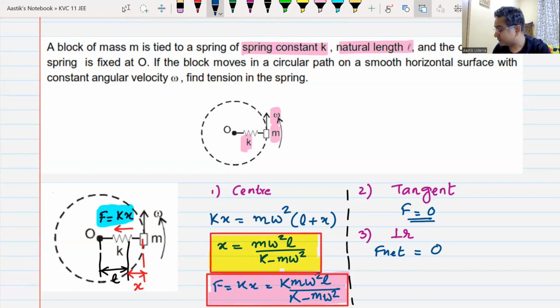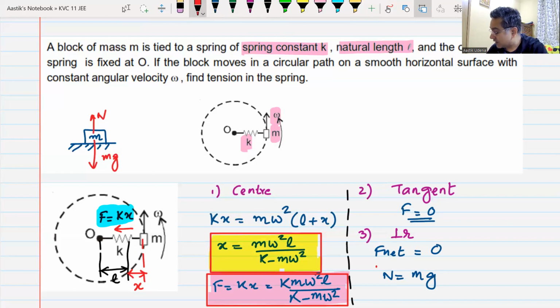This block is kept on a surface. So if you draw the free body diagram of this block in the vertical direction, you will see that there is mg acting downwards and normal reaction acting upwards. So the equation in the vertical direction is simply N is equal to mg. I did not need to make this equation, but I made it so that you understand how equations are made. I'll give you 2 minutes to note all these things down. Let me know once you are done.